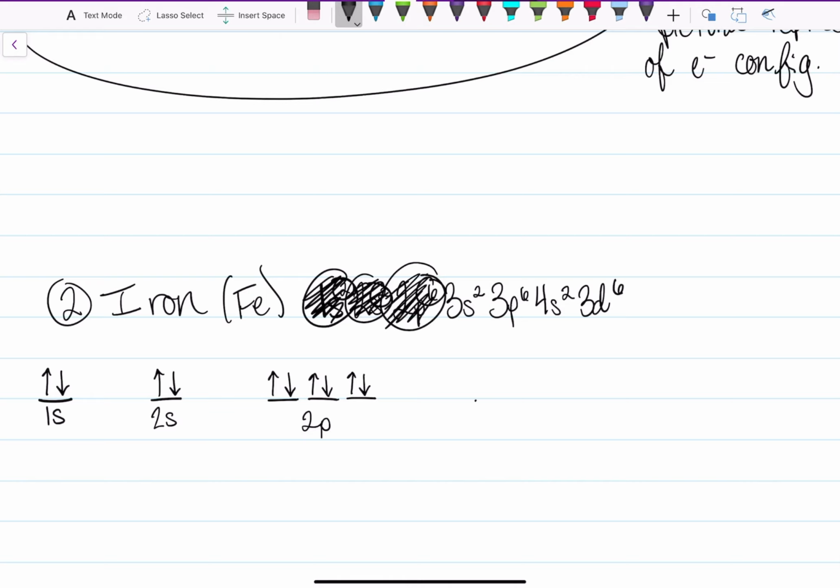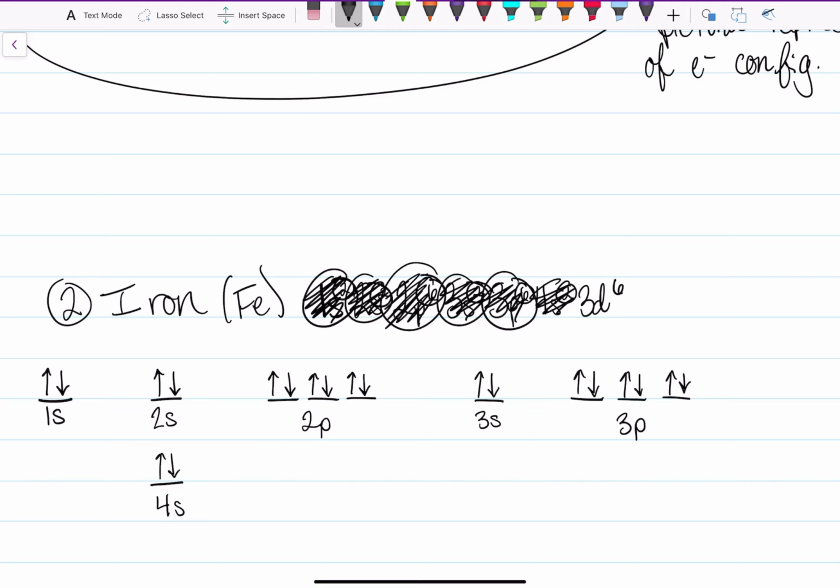Next is 3s. It's an S. It only has 1. We've got 2 electrons, 1, 2. That part is done. Now we have 3p. It's P. We've got 3 orbitals here. And we have 6 electrons. So we go 1, 2, 3, all up. Now we match 4, 5, 6. We're almost there. And then we have 4s, 2.